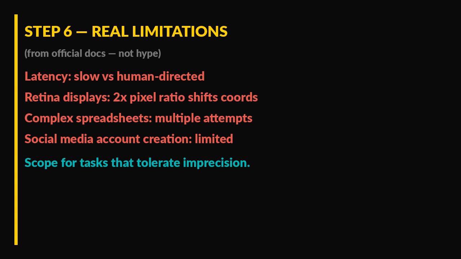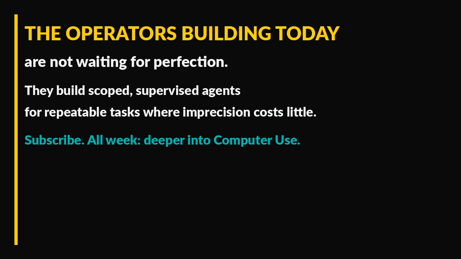The payoff. You now know what computer use actually is, a perception action loop, not magic. You know which models run it, what it costs in tokens, how the safety layers work, and exactly what the current limitations are. The operators building with this today are not waiting for perfection. They're building scoped, supervised agents for repeatable tasks where the cost of imprecision is low.